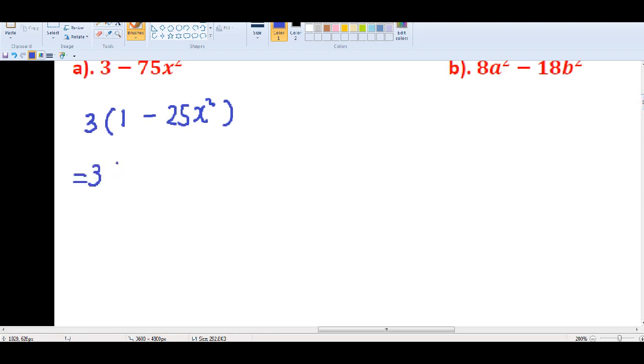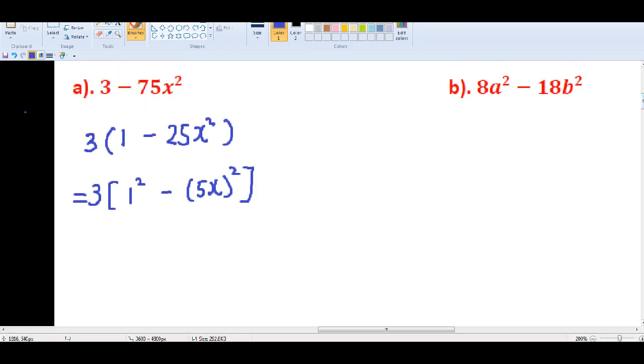Okay, and you got, let me upgrade that bracket a little bit. And you see, that's 25x squared, because now 25 is a square number, but originally 75 is not. So the art of taking out that 3 is very important. The action of taking out that 3 is to make sure both terms can be perfect squares.